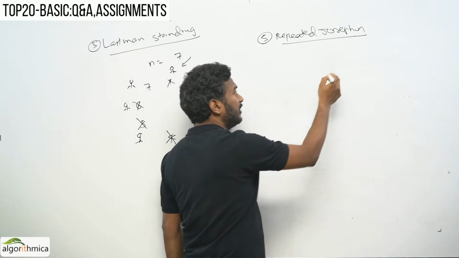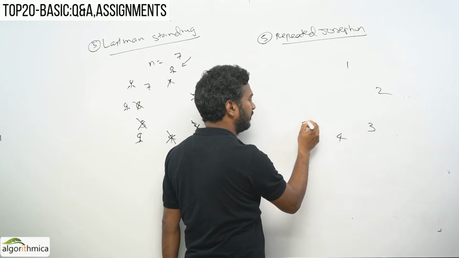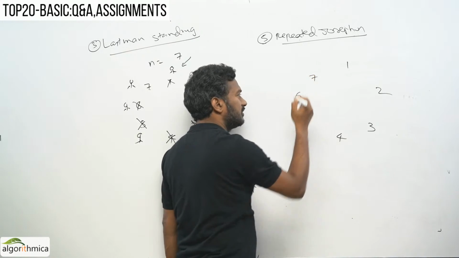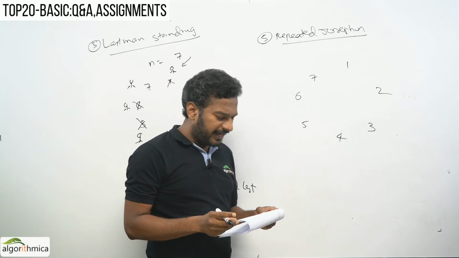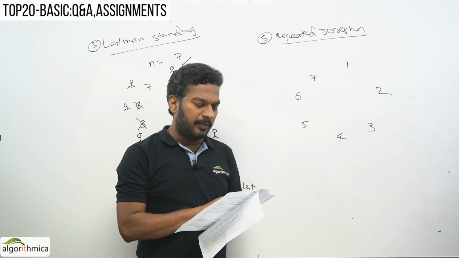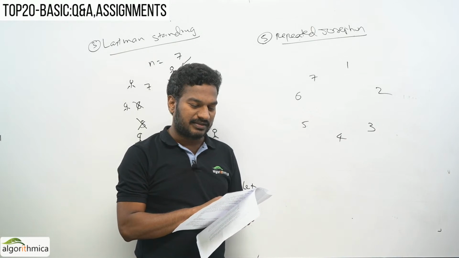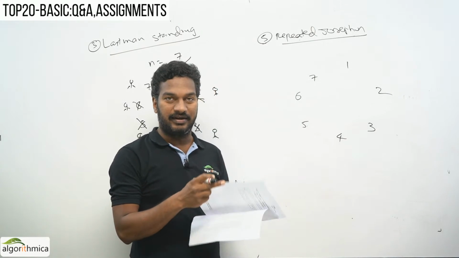So again, I'll take a bunch of people here, this time 1, 2, 3, 4, 5, 6, 7. 7 people I'm taking up. K is the argument here: how many people to skip? If K equals 2, K minus 1 person are skipped, and the Kth person is killed in the circle simulation.